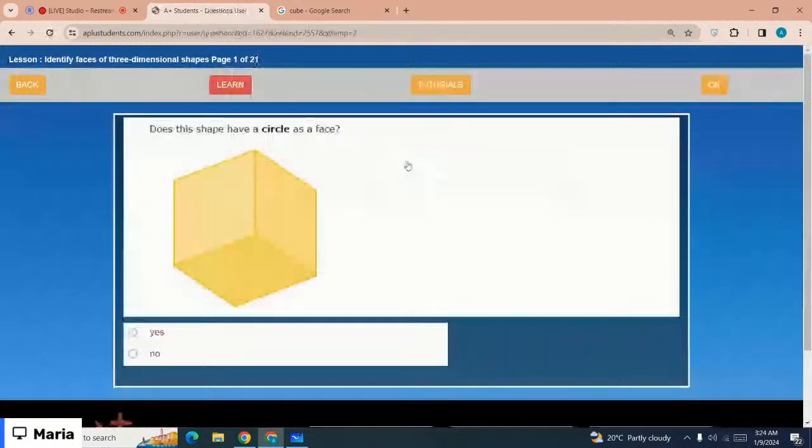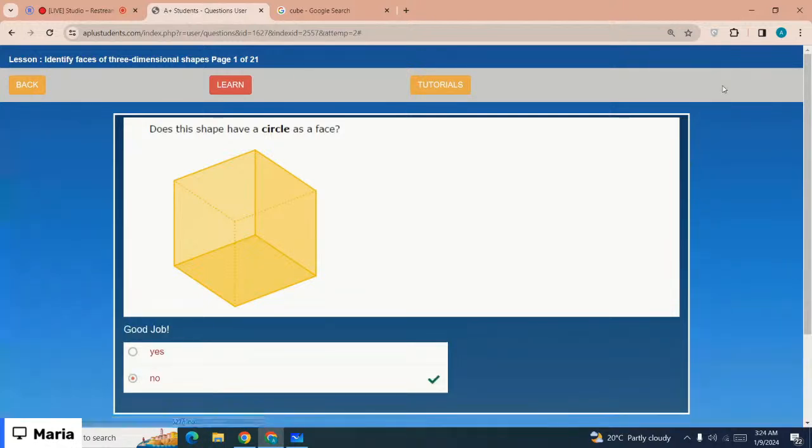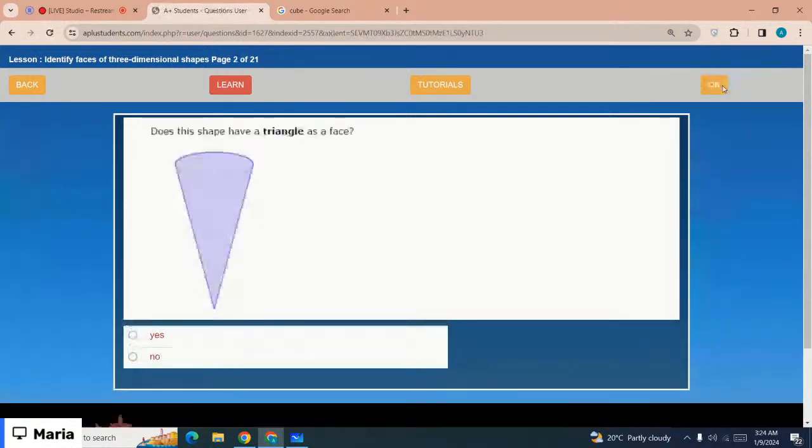Does this shape have a circle as a face? Which is the correct option? The correct option is no. The shape has no circular face. The correct option is no. Very good.